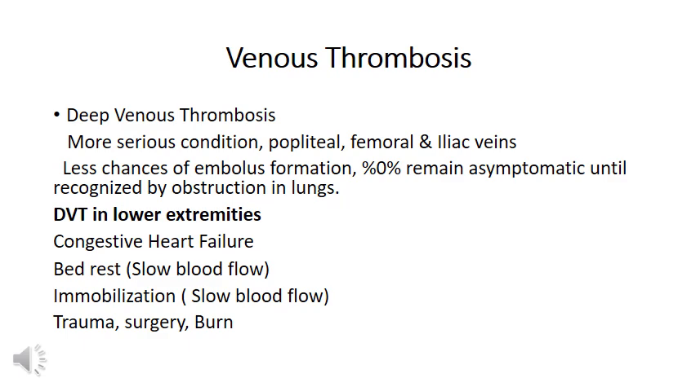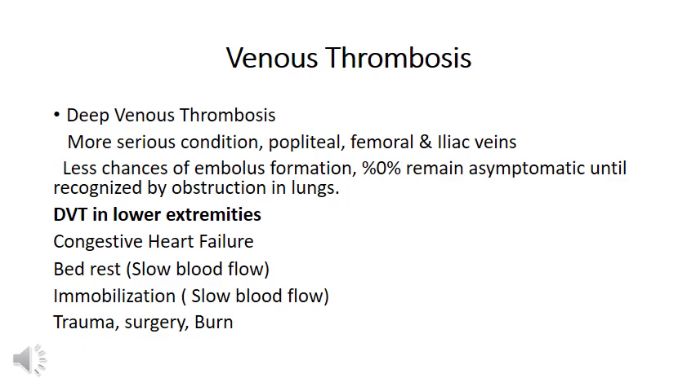50% of patients remain asymptomatic until the clot is dislodged or obstructs the lungs. And after obstruction in the lungs, after facing acute chest pain, clinicians identify this deep venous thrombosis.